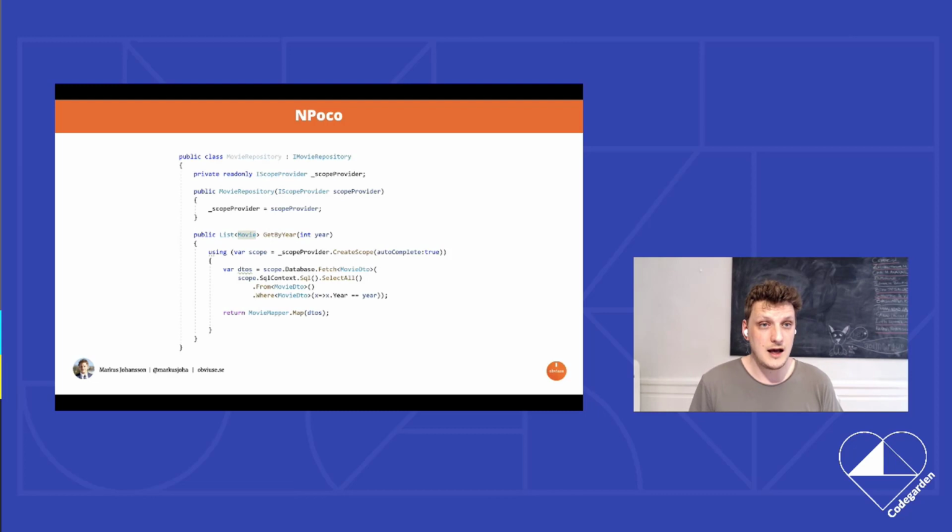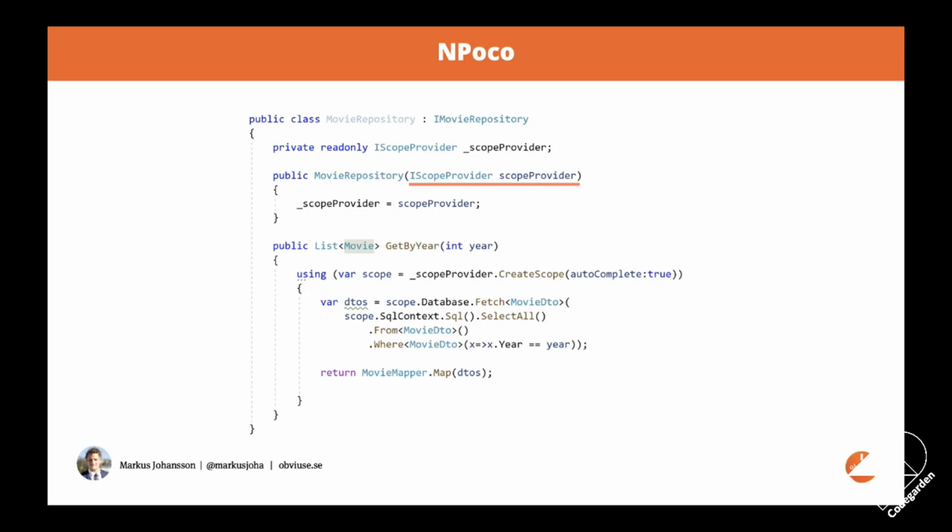If you want to use NPoco in your own code, it's really simple. You need to inject an IScopeProvider into your code, or your repository in this case. You create a scope, in this case a scope that auto-completes, which means that the transaction will be completed automatically. And then here, we're just writing a strongly typed query using our movie DTO that I created, just a simple POCO class.